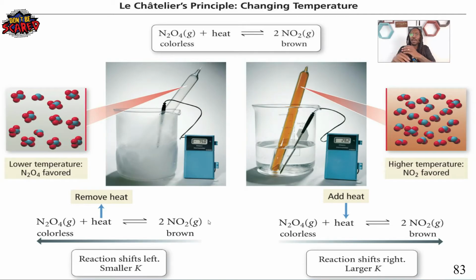But if I add my heat, what's going to happen now? Well, my heat's still on my reactant side, but if you add heat, if you add reactants, it's then going to shift towards the products, right? So in this case, if you add heat, it's going to shift to make more products, NO2. And also because it's shifting to make more products, our K will gradually start to increase as well, because it's big K.